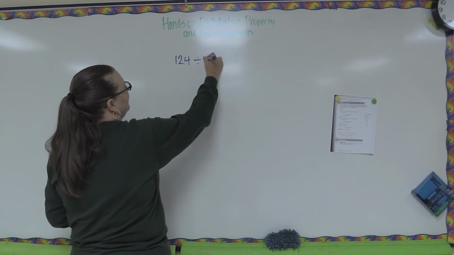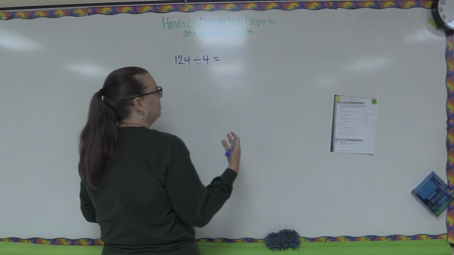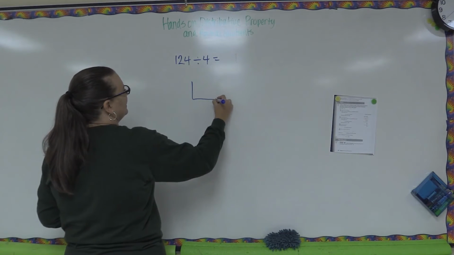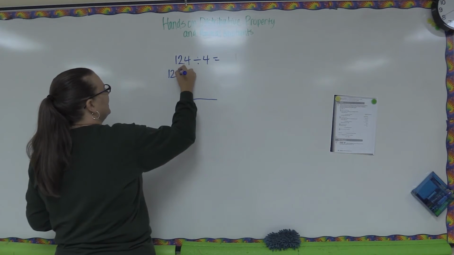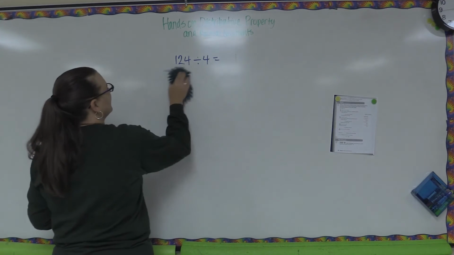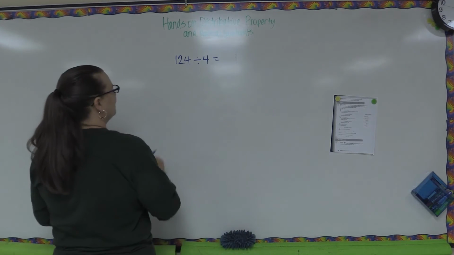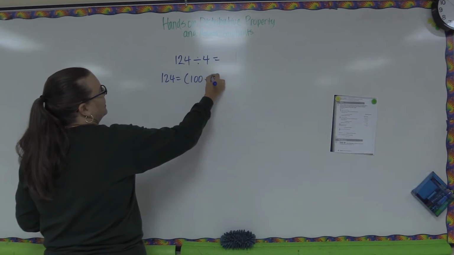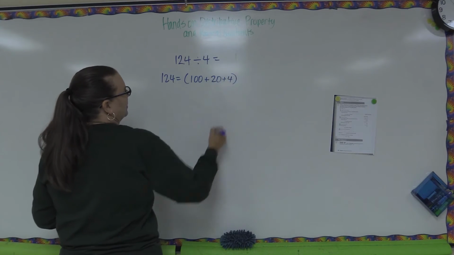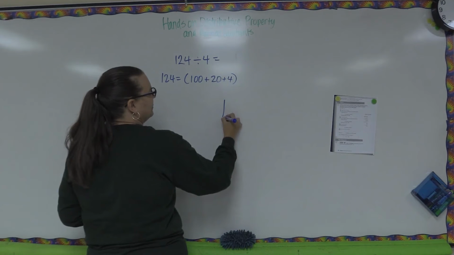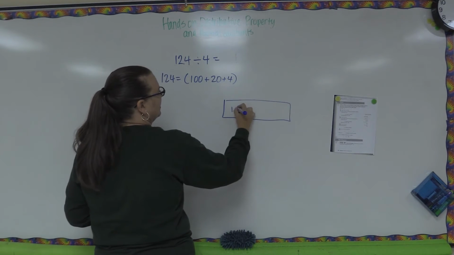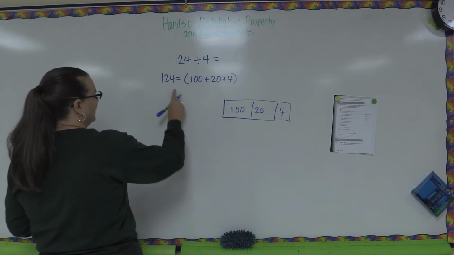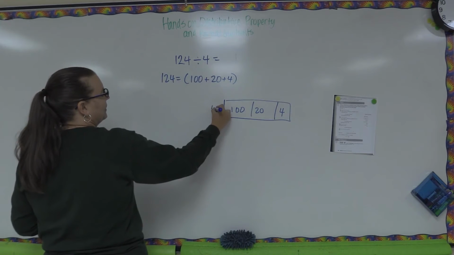124 divided by 4. Okay, if we're going to try and use our partial distributive property, like we did on the front, we're going to be taking 124 and we're going to split it up into its parts. So, place value parts, right? So we're thinking about 124. That is equal to 100 plus 20 plus 4, right? We're going to take that and put it into our boxes. 100 plus 20 plus 4. All I'm doing is breaking down that number, and I'm going to divide it by 4.